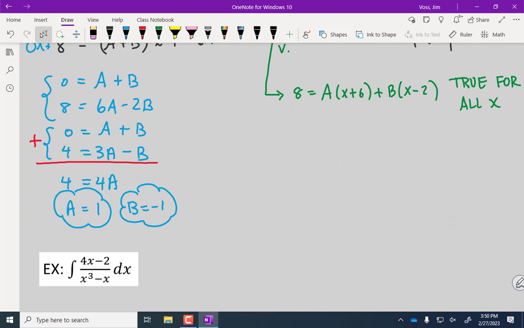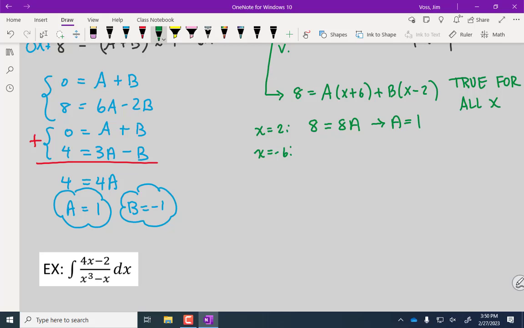Okay, so that's true for all x. If it's true for all x, it's true for 2 and -6, every single x. So those are the convenient values. The convenient values are the zeros of the denominator factors. So these convenient values, if we plug them in, so I'm plugging in 2, then we get A is 1 and we're done. It's very fast. The convenient value method is very quick.